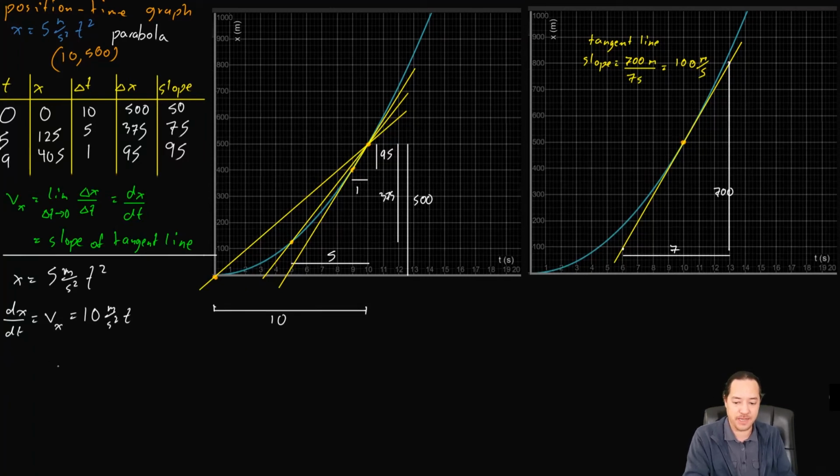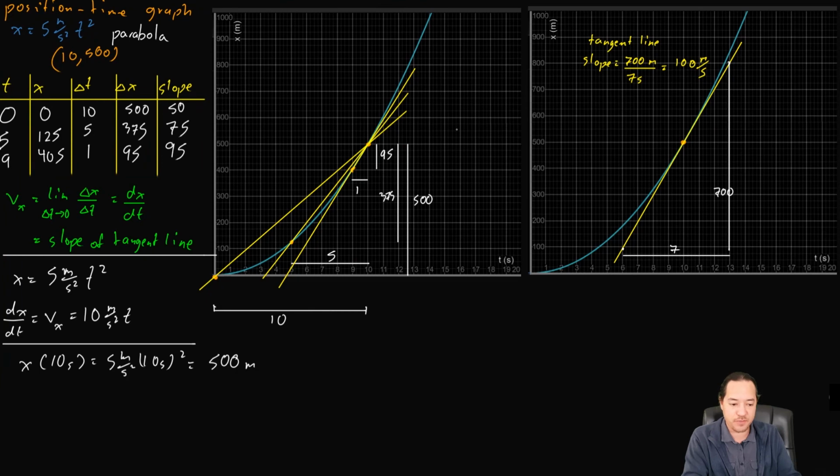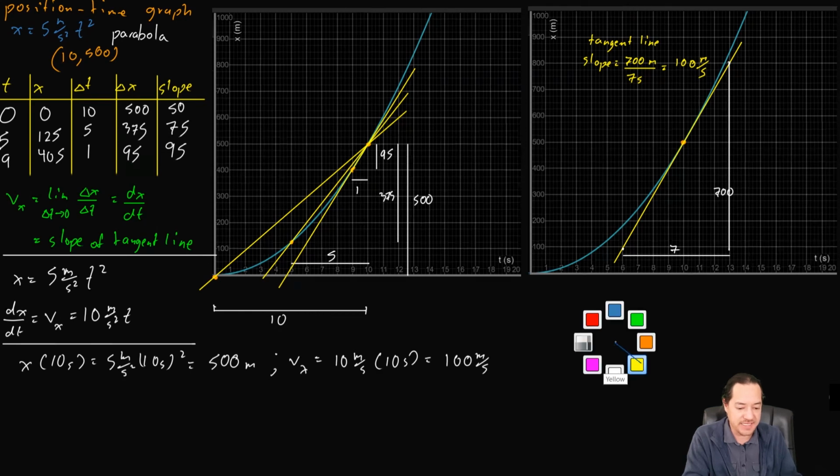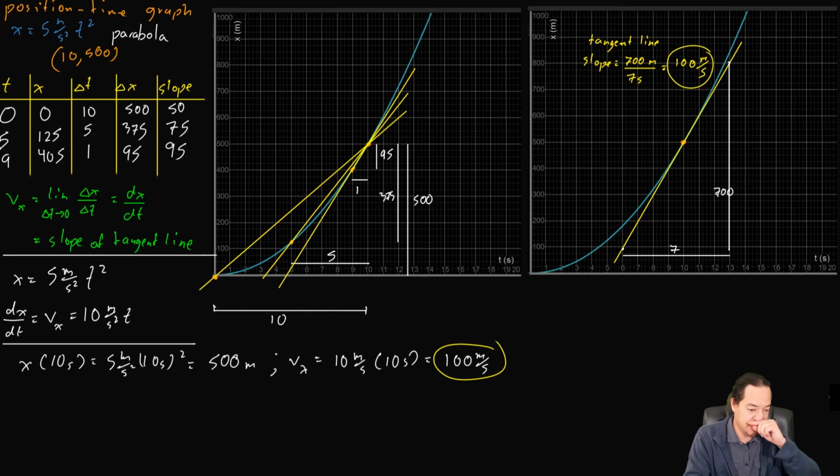So let's compare this now for this point over here. So x of 10 seconds will be equal to 5 meters per second squared times 10 seconds squared. And this is equal to 100 times 5. That's going to be 500 meters. And that's what we find for our x position. Our x position here is 500 meters. When we compute now the velocity, our velocity is equal to 10 meters per second squared times 10 seconds. So this will equal 100 meters per second. And that is exactly the same as the slope of the line that we computed right here, the slope of the tangent line at that point.